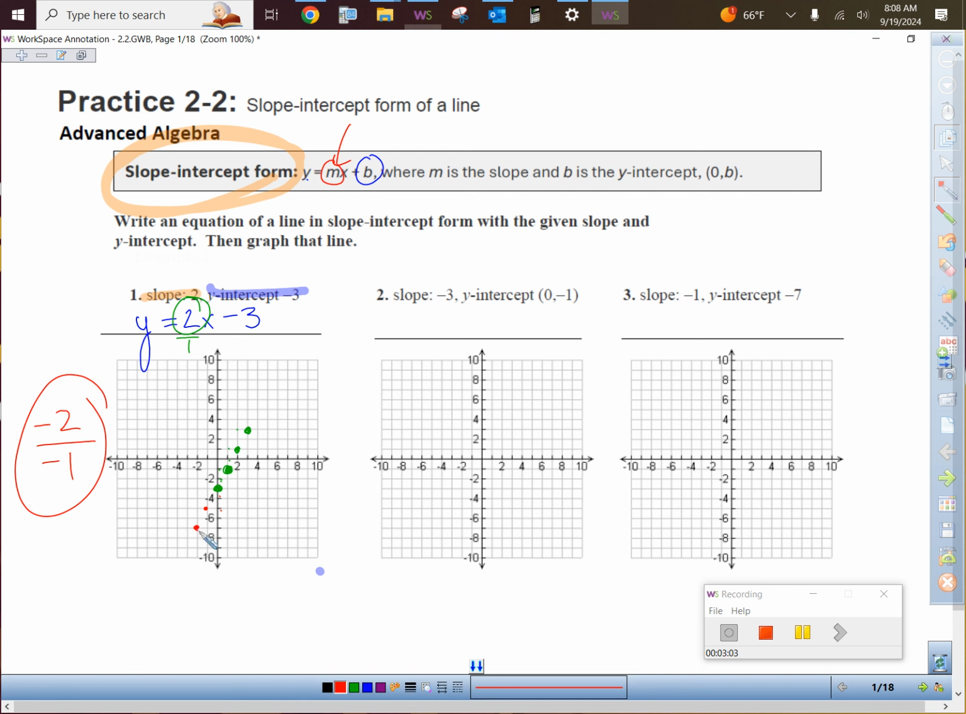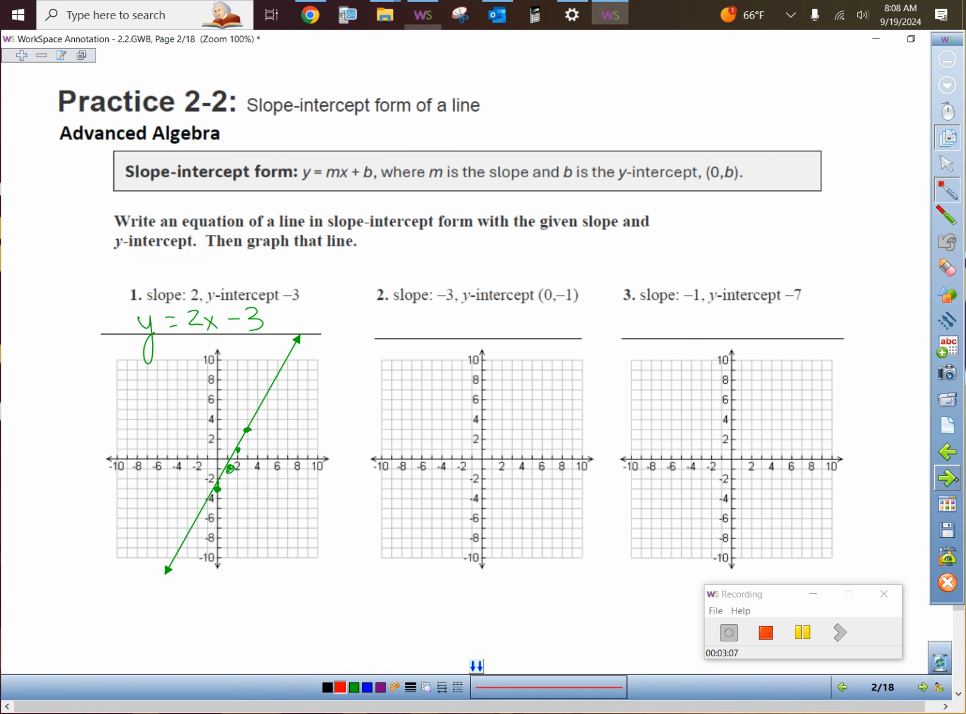Then please take your straight edge and connect the dots. Make your line go all the way through the grid that's provided. And put arrows on it. The arrows are important. The arrows mean that thing goes on forever and ever. So we're just graphing a line from slope-intercept form.